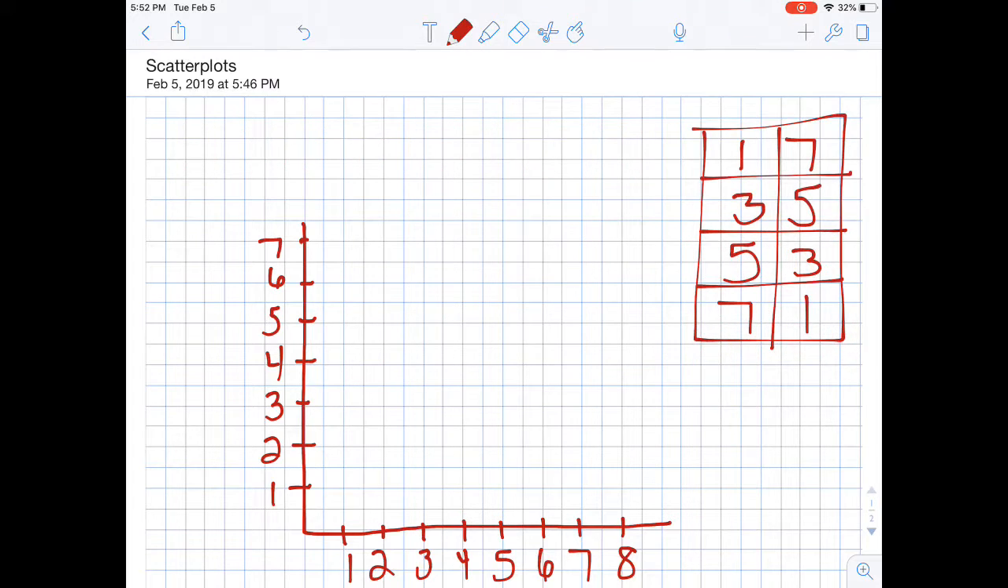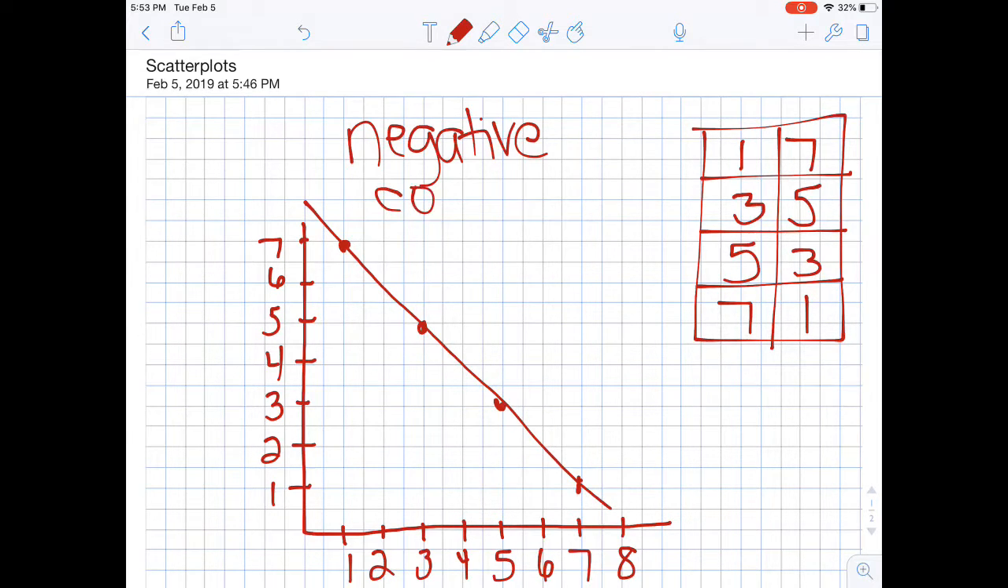In this final example, I provided the information in a table instead of ordered pairs. The left side of the table is the x values, the right side is the y values. So again, I'll plot (1, 7), (3, 5), (5, 3), and (7, 1). And you will notice my numbers go down from left to right, and that makes this a negative slope. And you'll notice the line I drew. Again, that is called a trend line, and a trend line connects as many dots as possible, and its job is to allow you to make future predictions.